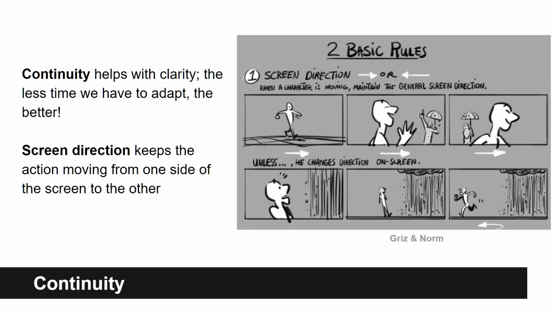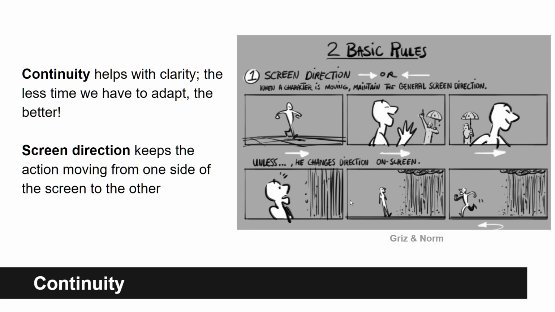One of the ways we can create continuity is by paying attention to screen direction. Screen direction is the idea that you have action or a character moving from one side of the frame to the next. So in this case, from Grizz and Norm, we have a character moving from the left side of the screen to the right side throughout these shots, or between these cuts, until he gets to something on screen that causes him to move in a different direction, right? And then we are going from right to left now, and we would continue that going forward.